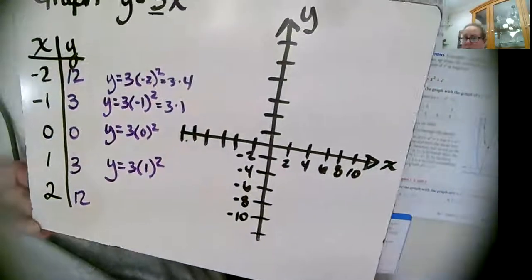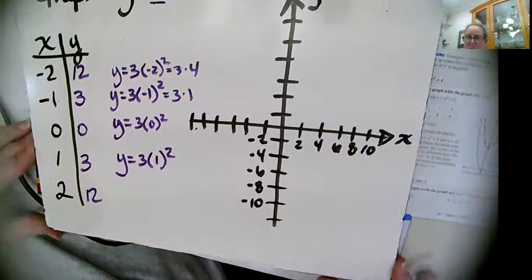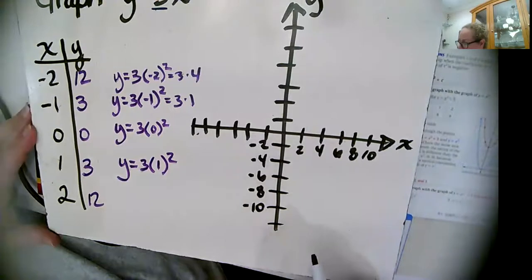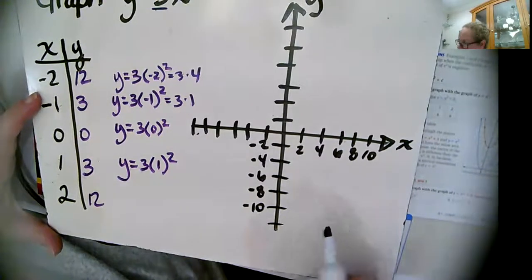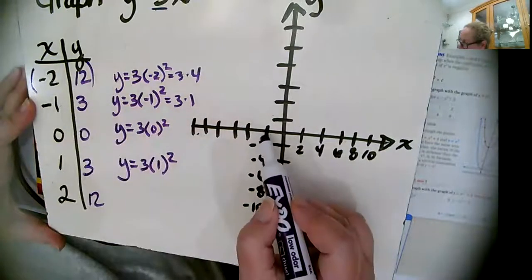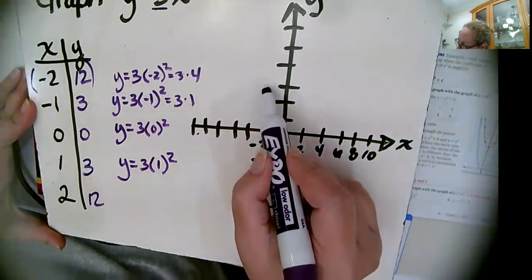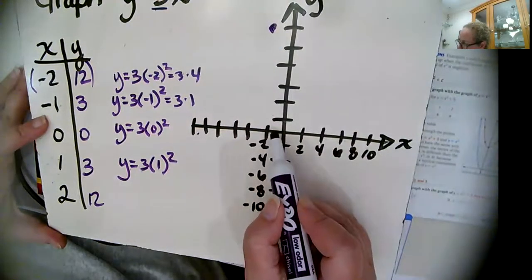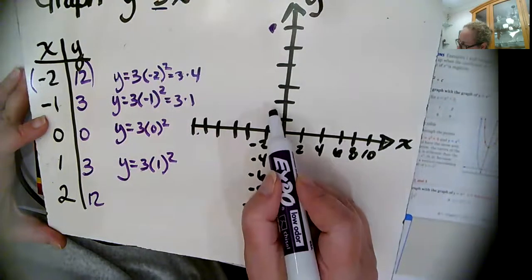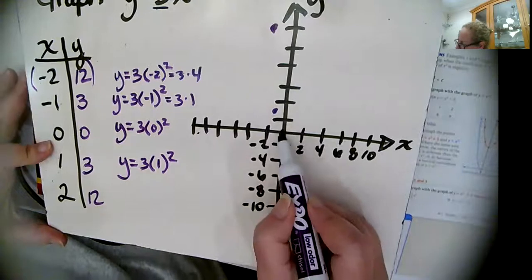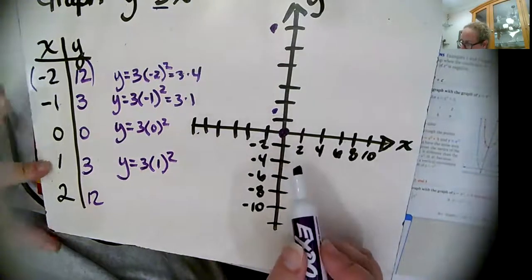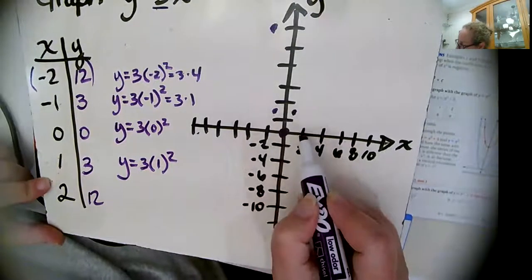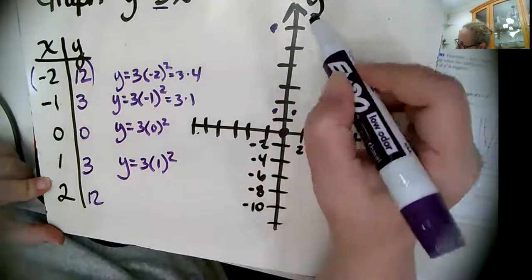So then I have the graph ready. I did my graph in increments of 2s to make sure that it fit properly. So let's plot our first point. Negative 2 and positive 12, 2, 4, 6, 8, 10, 12. Then negative 1, so I'm going to go halfway, and then positive 3. This is 2, so halfway would be here. Then 0, 0, it's our vertex, our lowest point. And then 1, 3, it's always going to be a mirror image. And then 2 and 12.